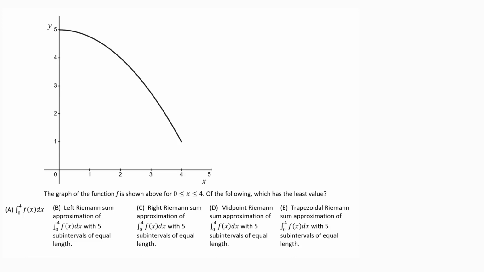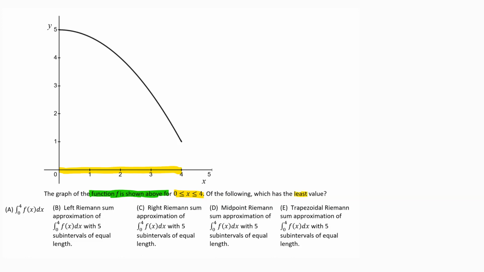This problem gives us a graph up above. The graph of the function f is shown above. And so that's the first thing to note: what graph are you looking at? That's a huge piece of any graphing problem. So this graph is the original function f of x, and they want us to know on the interval they're giving us here from 0 to 4, so from there to there, which of the following has the least value?